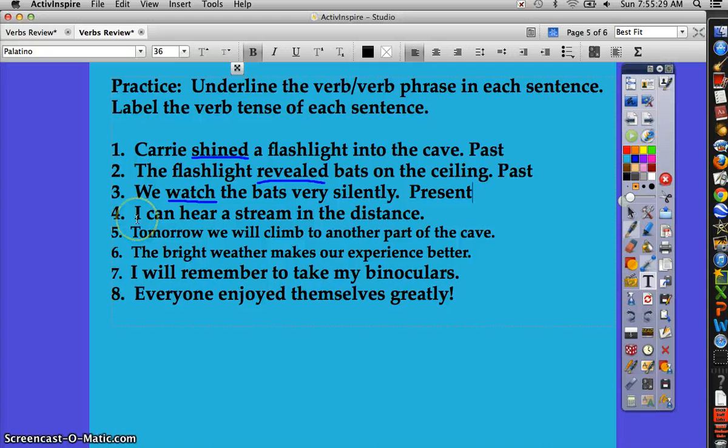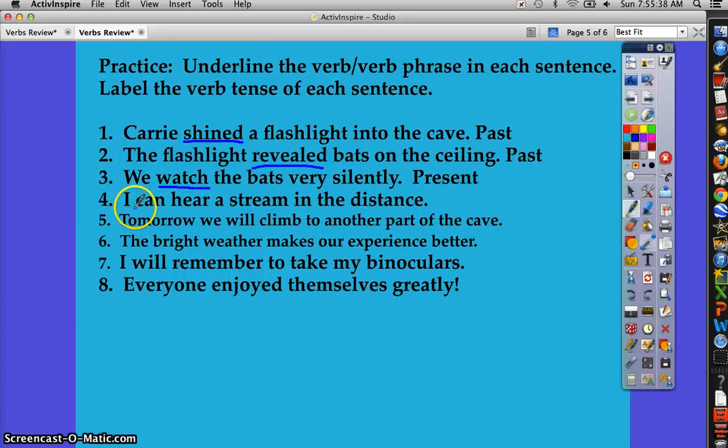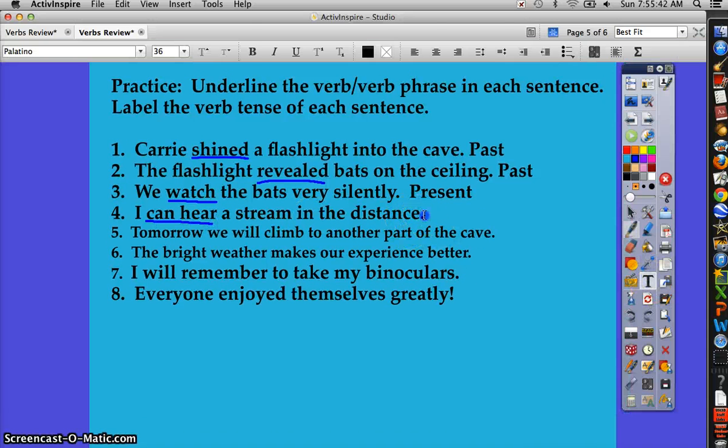Number 4, I can hear a stream in the distance. This time we have a verb phrase, a helping verb can with hear. So we'll underline all of that as the verb can hear. And that is also going to be present tense as well, because you can hear it right now happening.